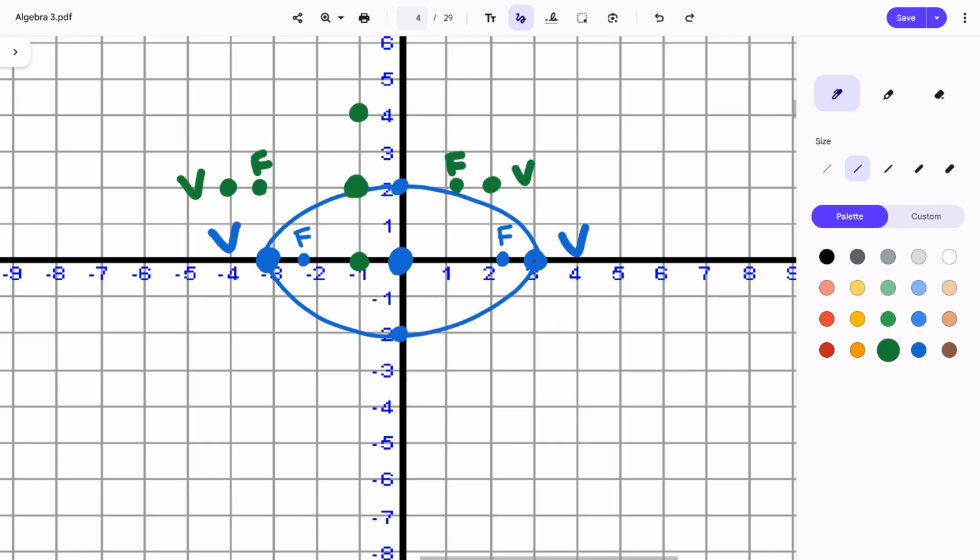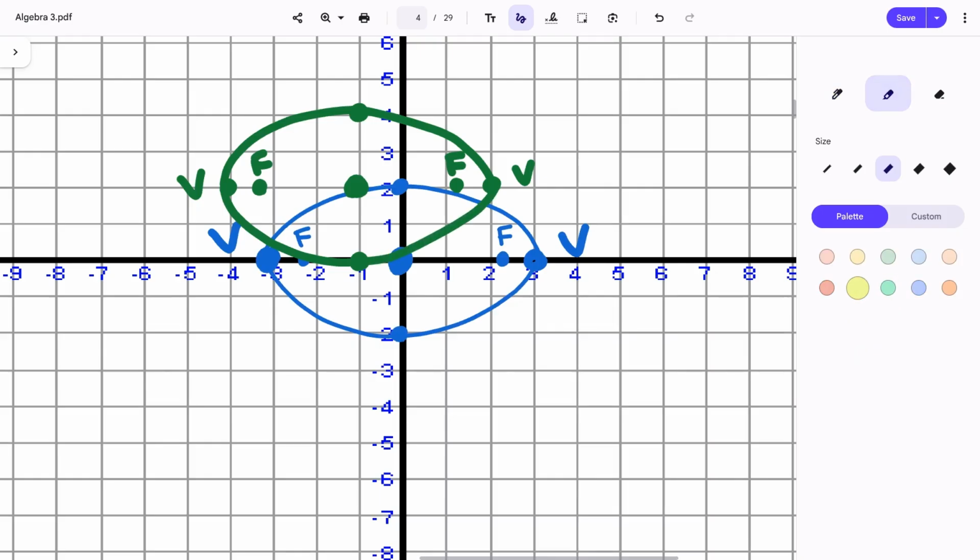Ooh, that was not very good. So I'm just going to go over this one. I'm just going to highlight it here. This is the one that I really care about for right now. Okay, that's the new one.